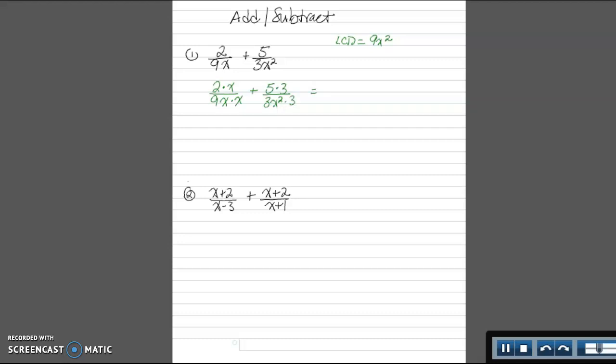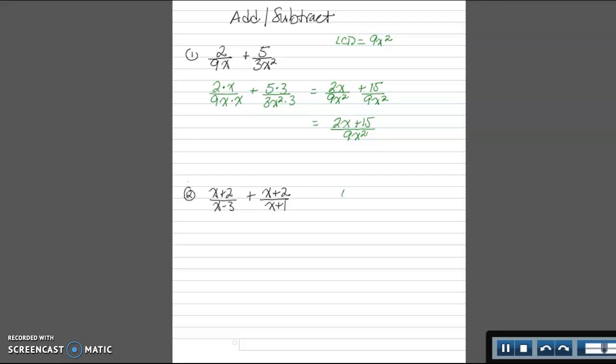So I'll go ahead and do the multiplication. So I have 2x over 9x squared plus 15 over 9x squared. And once I have the same denominator, I can just add the numerators. The numerators are not like terms, so I'll just rewrite it as the sum 2x plus 15 over 9x squared.